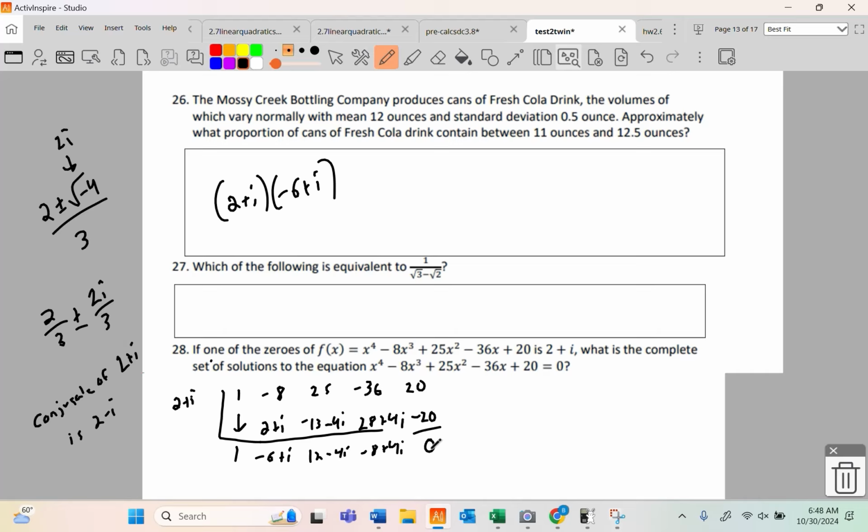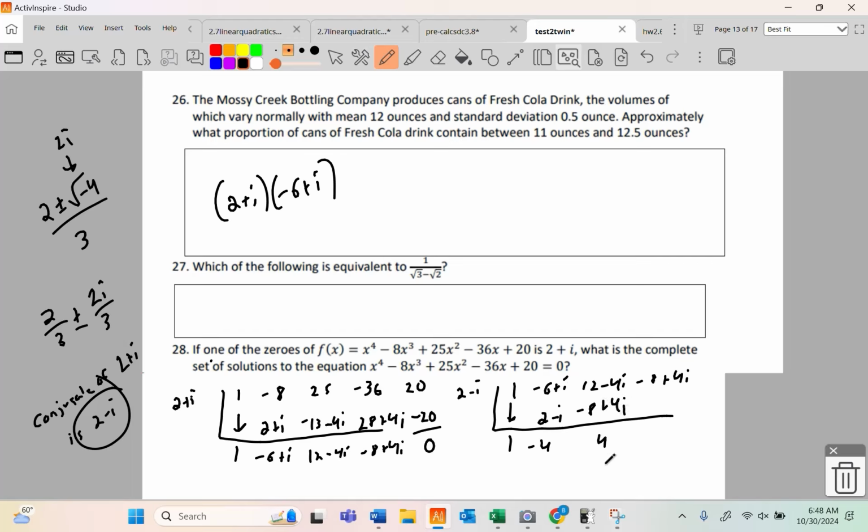And now I get to do it again with its conjugate. So this time when I do synthetic division, I'm going to keep these pieces: 1, -6 plus i, 12 minus 4i, -8 plus 4i, and outside is going to be its conjugate, 2 minus i. We always drop the first term, and then we multiply, add down, it's -4. We multiply, 2 times -4 is -8, -4 times -i is plus 4i, add down, I get 4. 2 times 4 is 8. 4 times -i is -4i. Add down, I get a 0.